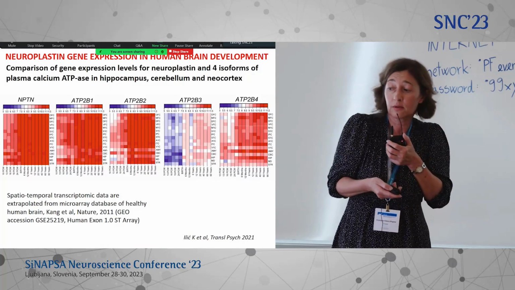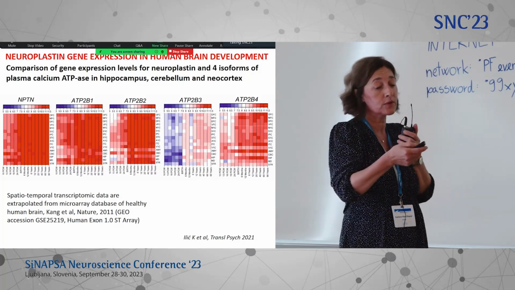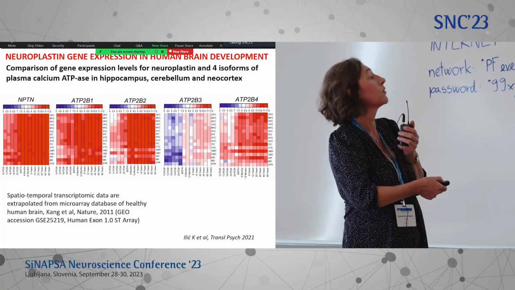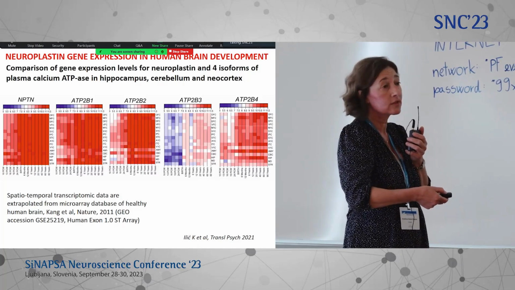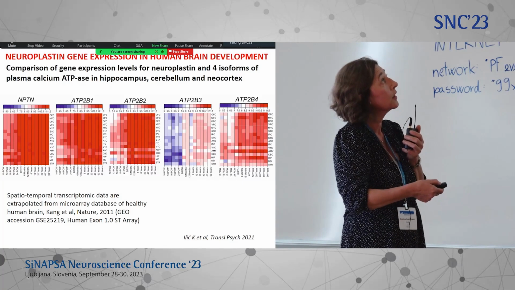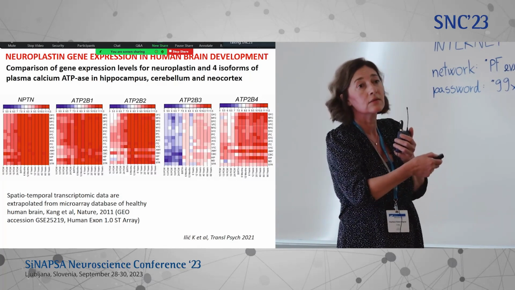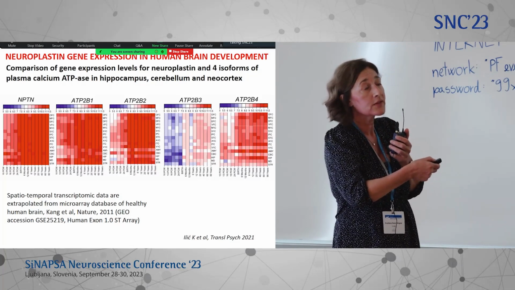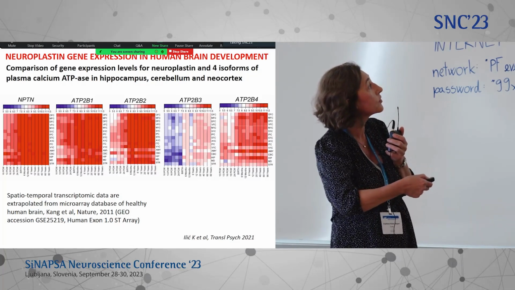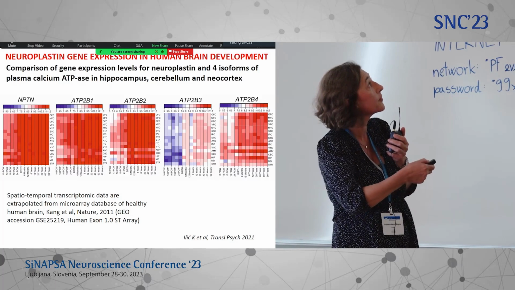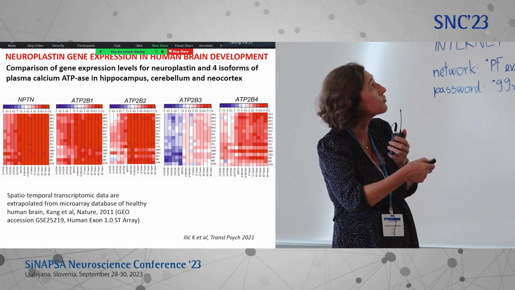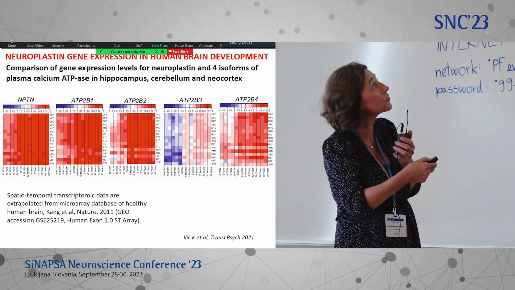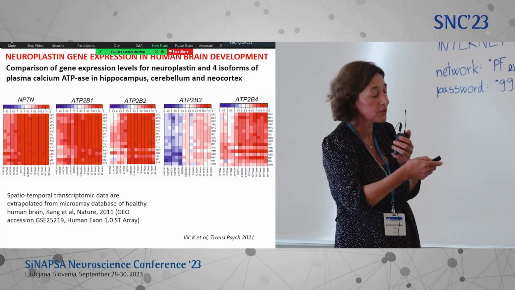But what we could do is this kind of spatiotemporal transcriptomics analysis, just using or extrapolating the microarray database of healthy human brain, and then you can make these nice heat maps which show you the expression of selected genes in different periods of the development, in different regions of the brain, and we did that analysis for neuroplastin gene and for the genes for the 4 isoforms of the PMCA.